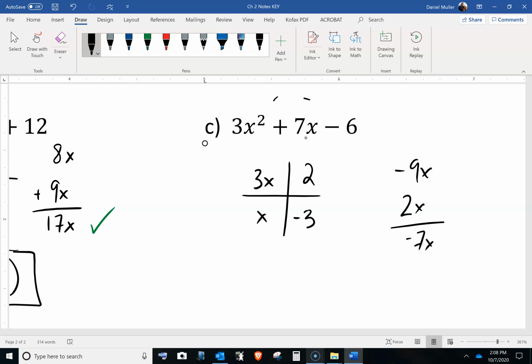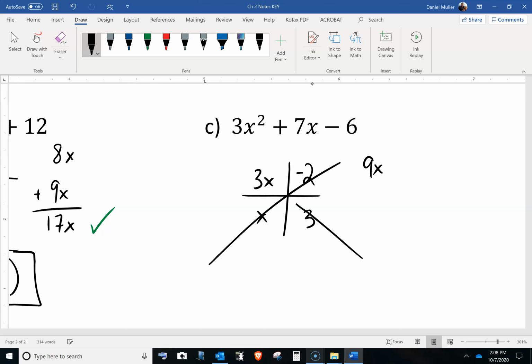So whenever you get the right number, like I got a negative 7x, but I got the wrong symbol, that just means that your signs are the wrong way. So instead of a positive 2, I'll make that a negative. And instead of a negative 3, I'll make that a positive. Now I'll try my diagonals here are a 9x. This way is a negative 2x. And if I add them together, I get a positive 7x, which is exactly what I need.